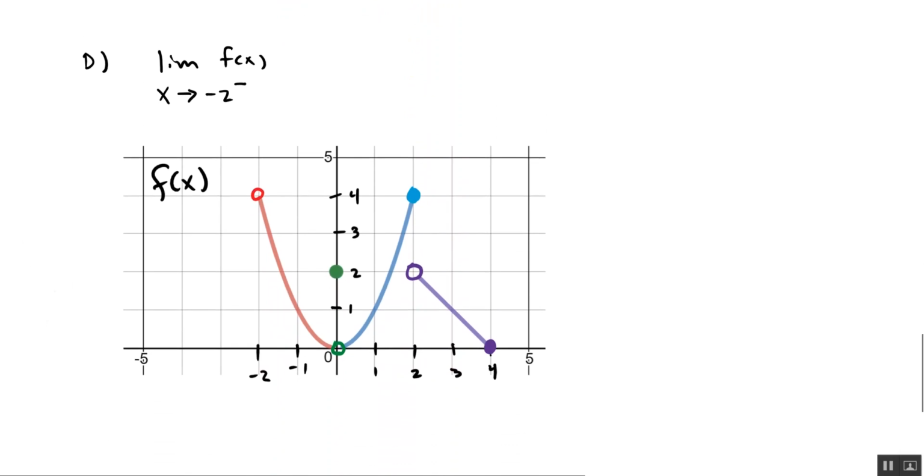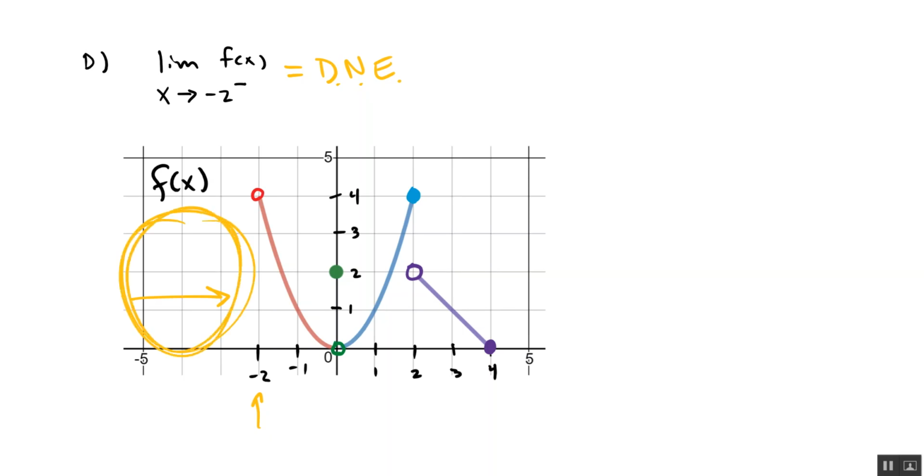And let's look at D. Here we're looking at the limit of f as x approaches negative 2, which is right here, from the left. We've got a problem here because coming from the left, the function is not defined. There actually isn't anything there to follow coming from the left. So the limit does not exist on this one either, because there's no function here in this area. The function is not defined there.